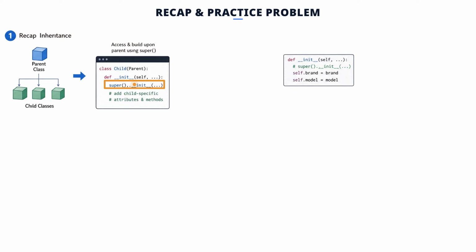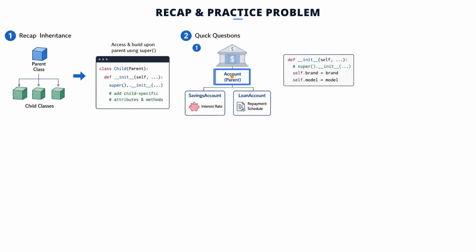To verify your understanding, let's look at a few quick scenarios. First, imagine you are building a banking system. The generic account would act as the parent. The child classes like savings account and loan account would inherit the basics but add their own specific features, for example, interest rates for savings or repayment schedules for loans.